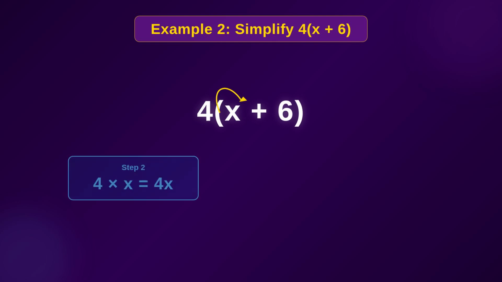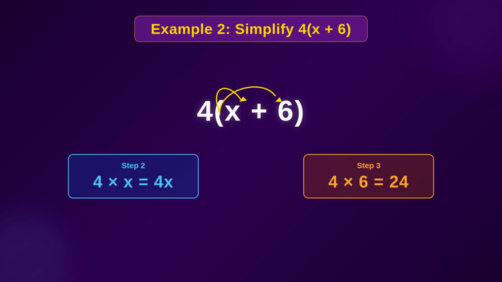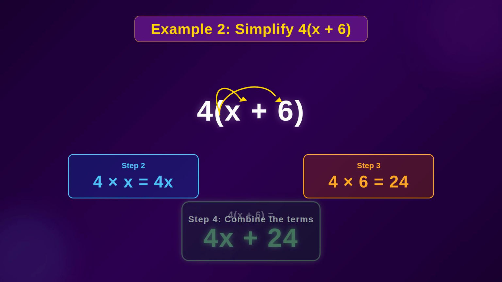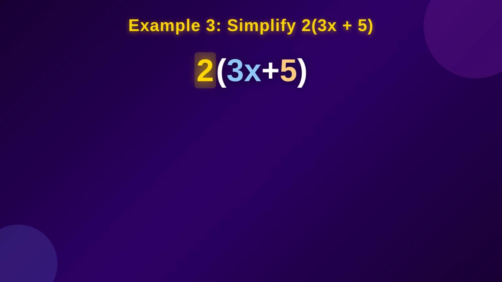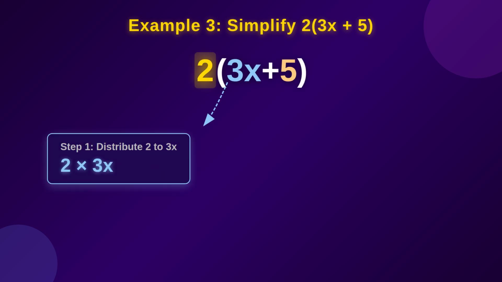Now, let's try one with a variable, exactly like the problems on Marcus's homework. Simplify 4 times open parentheses x plus 6, close parentheses. Step 1. Identify what's being distributed. The 4 outside goes to everything inside. Step 2. 4 times x equals 4x. Step 3. 4 times 6 equals 24. Step 4. Write the final expression, 4x plus 24. Notice we leave 4x as it is. X is unknown, so we can't simplify further. Boom! 4 times open parentheses x plus 6 equals 4x plus 24. Marcus nailed it.